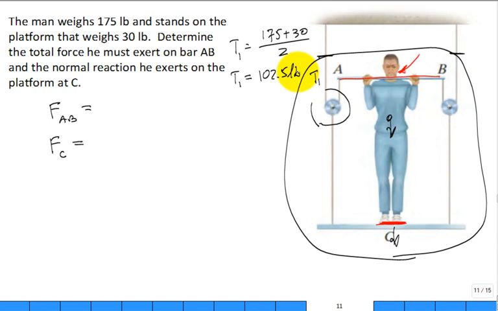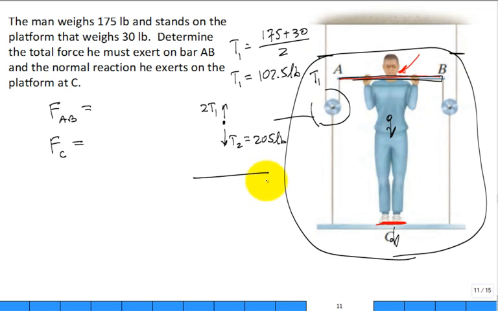Okay. Now, if I do a free body diagram of this pulley right here, I'll have two T1s pulling up, and I'll have a T2 pulling down. So guess what T2 is? 205 pounds. That's the tension in this cable right here. It's a lot higher, isn't it? Okay. Well, let's go and analyze the bar.